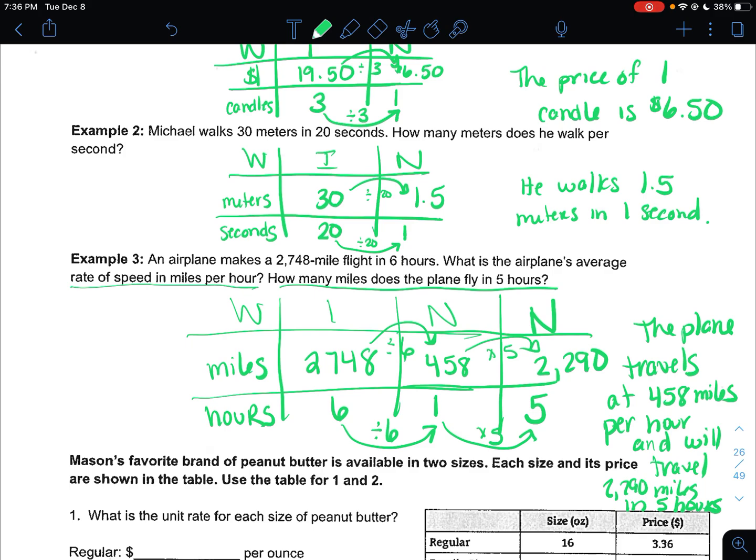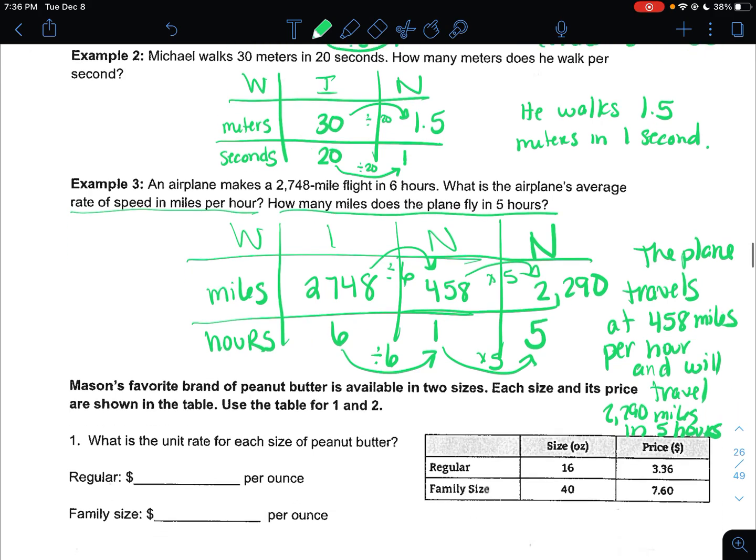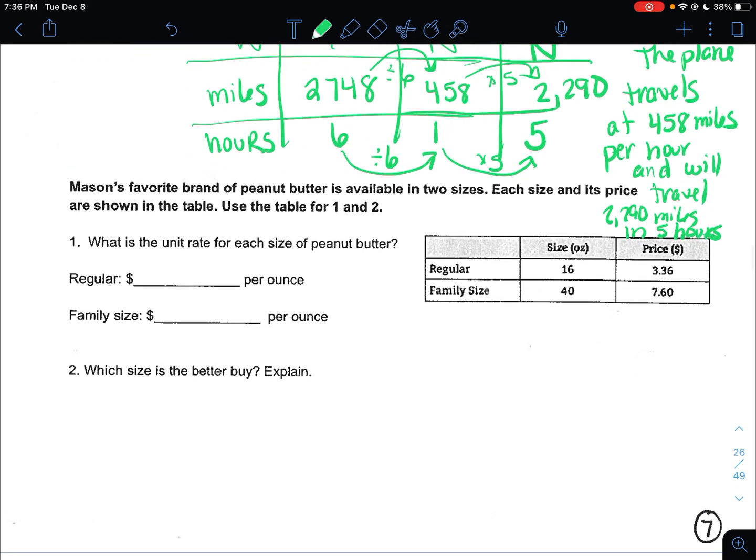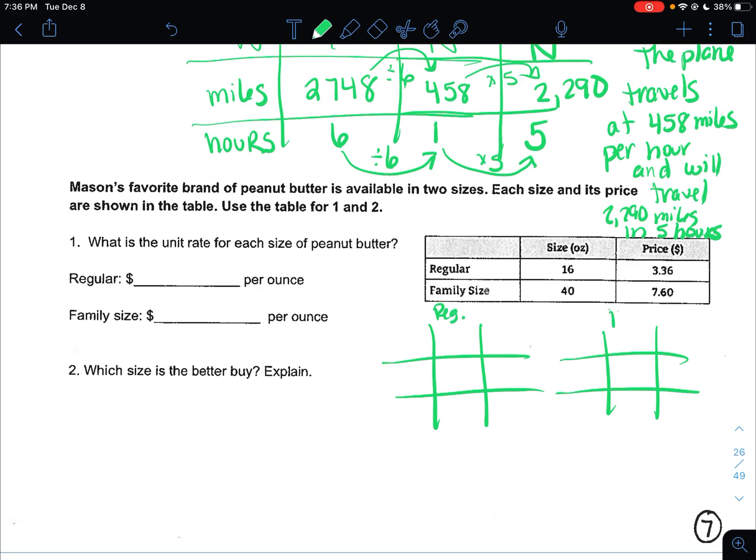Okay. Good job taking all those notes. And now it is your time to practice. So for one, I will get you started. So you're going to need 2 hashtags for one. So you are finding the best buy of peanut butter. So I do this all the time. Do I want the regular size or do I want the big family size? I have to figure out which one is better. So I would make 2 hashtags and do one for the regular and then one for the family.